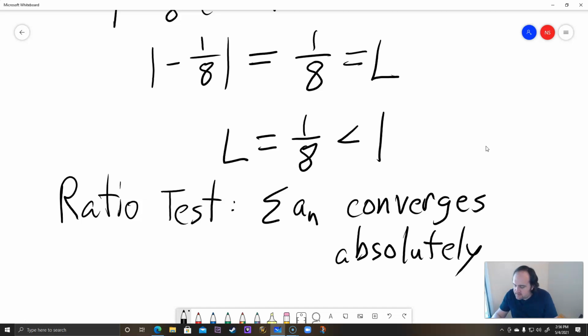And on some problems they just ask you if it converges. On other ones they ask you if it converges absolutely. So I'll put absolutely in parentheses. But if it converges absolutely, it also converges. It's just the absolutely part is because we took the absolute value in the ratio test. Okay? Cool.